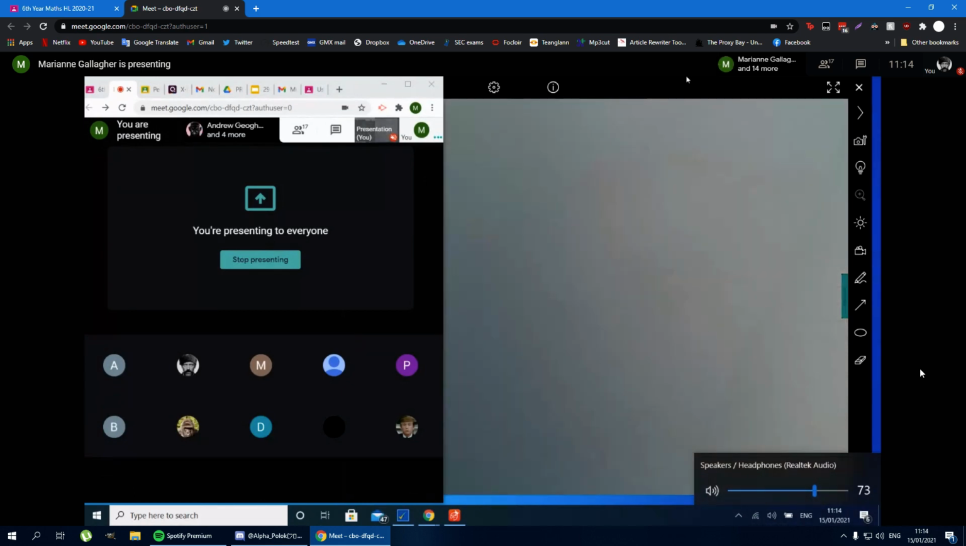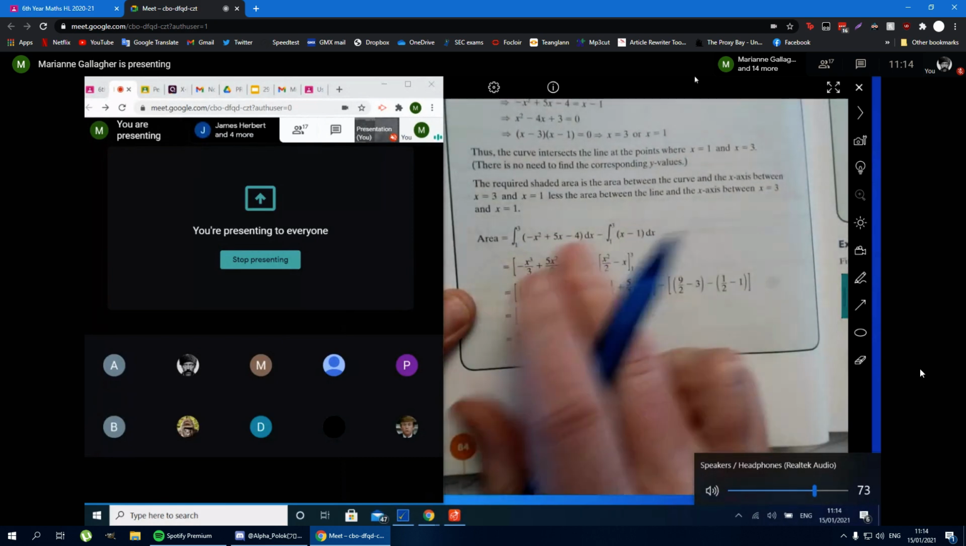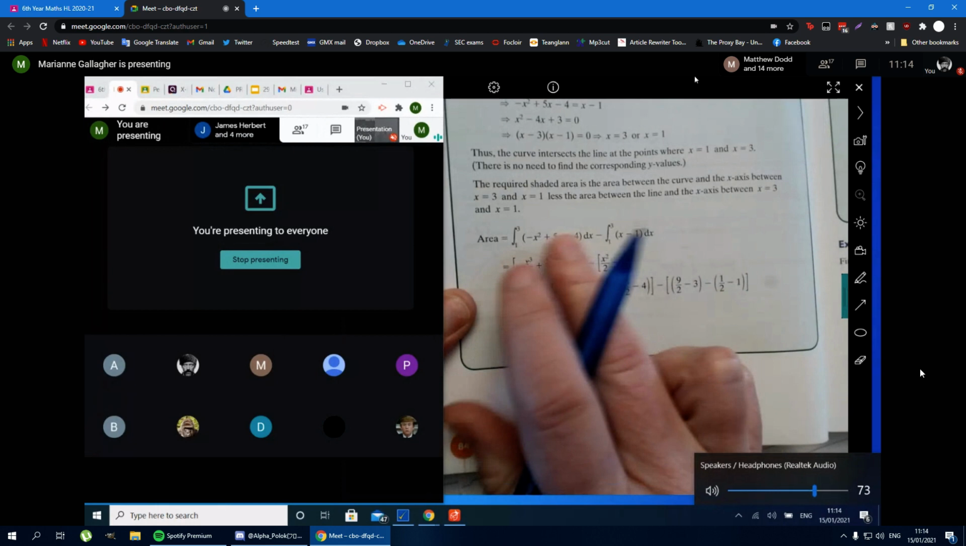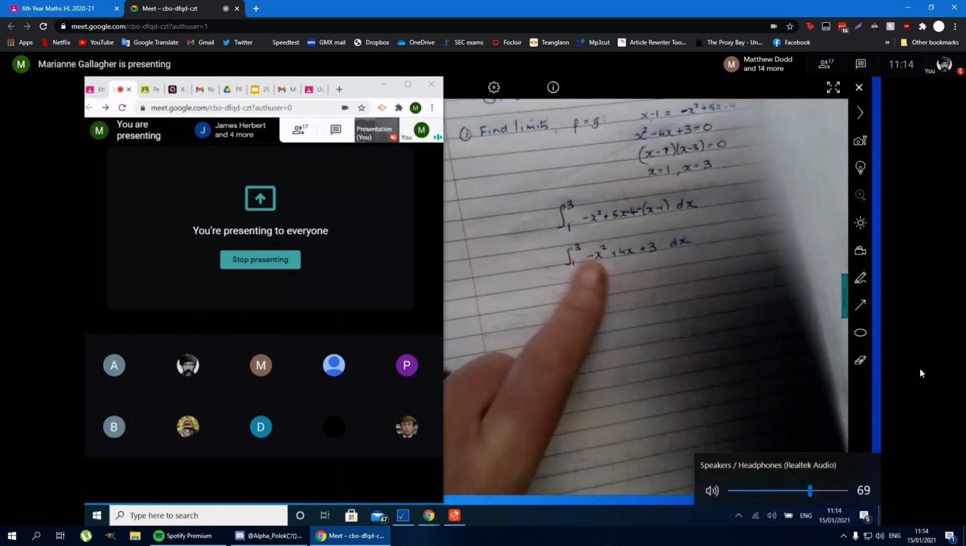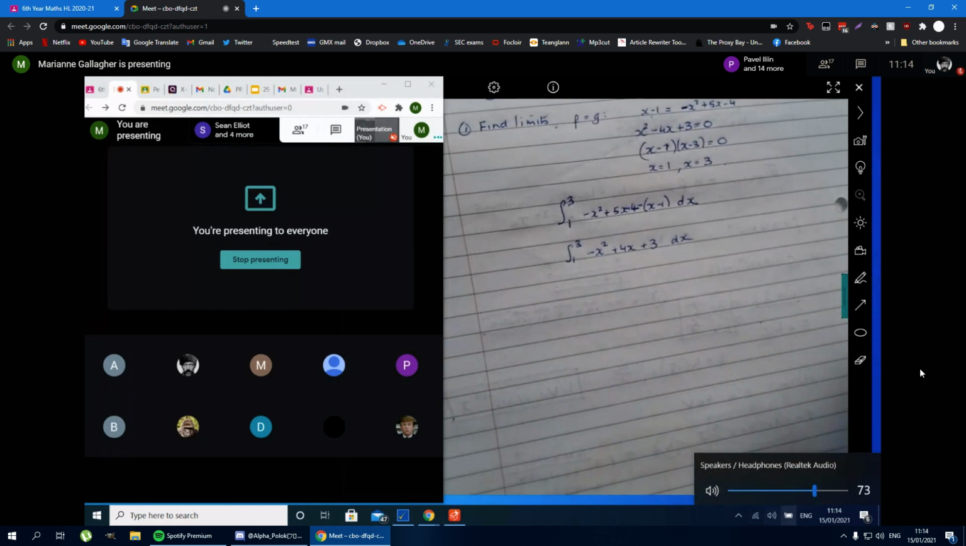To me, this makes a lot more sense. If you look in the book, they've split them up, and that means you end up having to do 2 lots of integration. So if you can combine them, it makes more sense to combine them. It means you're going to have less integration and less calculating to do.